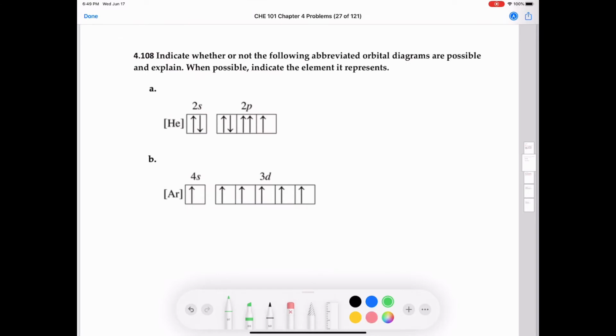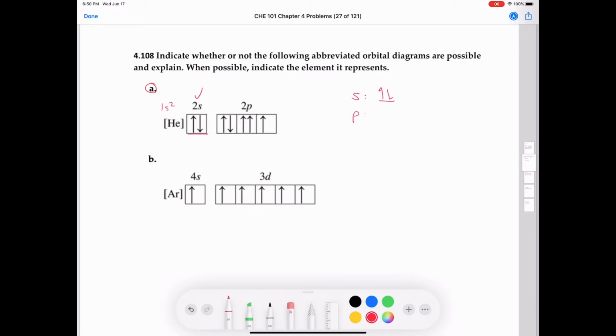Question 4.108 says, indicate whether or not the following abbreviated orbital diagrams are possible and explain. When possible, indicate the element it represents. So right away, I can see there's a problem with this first electron configuration. The core electrons are helium, so that would be the 1s2 electrons that are left out. Then we have 2s, and we have 2 electrons. And you know that you can put 2 electrons in an s orbital, and they have to have opposite spins. So there's nothing wrong here.